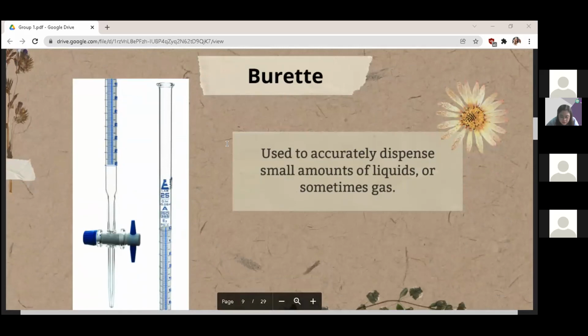Next is the burette, used to accurately dispense small amounts of liquid or sometimes gas. The burette, also spelled buret, is a laboratory apparatus used in quantitative chemical analysis to measure the volumes of a liquid or a gas. It consists of a graduated glass tube with a stopcock, turning plug, or spigot at one end.